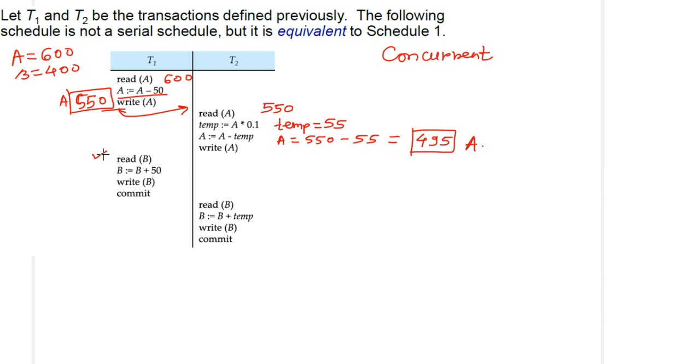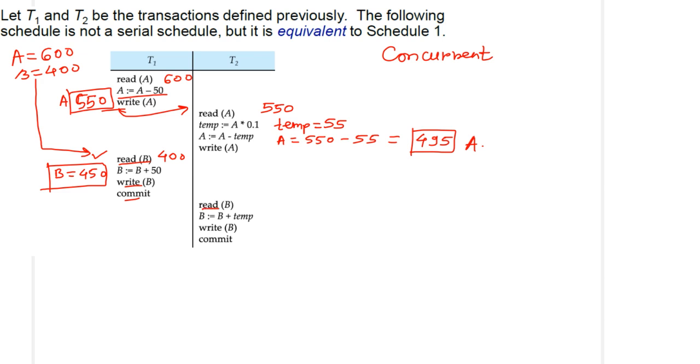Next come to this instruction, that is read B. So the B value will be read from here because B has not been updated yet. So B will be 400 read here. B is equal to B plus 50. So B will be 450. This is write and commit. So this is the final value of B.